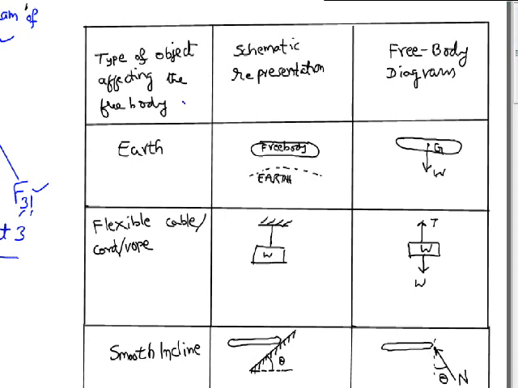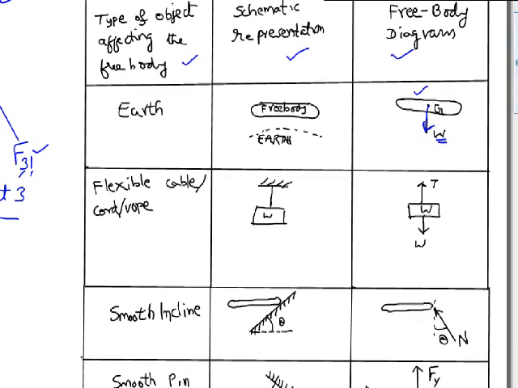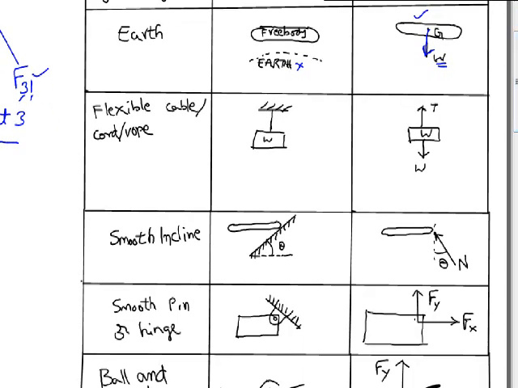Okay, there are 3 columns here. One is the type of object affecting the free body, then the schematic representation, and the free body diagram. If this were to be the free body, we'll show the effect of Earth by an arrow as shown here. That arrow is coming from the center of gravity of the object, and that we call the weight of the body. Quite often we don't even show this Earth because we already know. Just for the sake of completeness, I have shown it here.